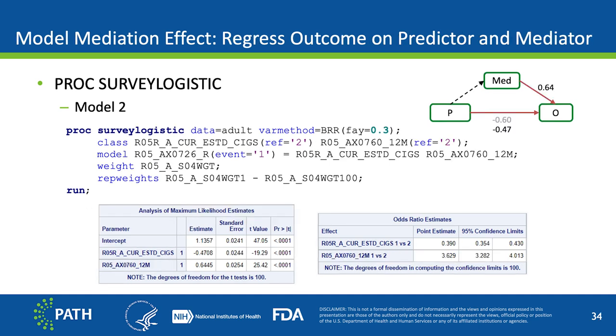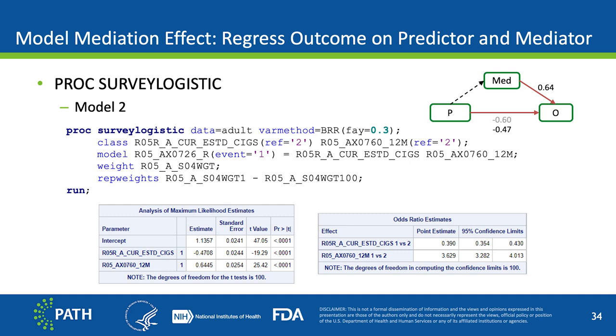In the second model, we would like to examine whether the mediator also has an effect on the outcome with the presence of the predictor through regression. Again, with the survey logistic procedure, you can see from the output table that both the predictor and the mediator are significantly associated with our outcome. But interestingly, this time the direct effect coming from the predictor changed after we added the mediator to the model. This shows that the mediator modifies the predictor's effect on the outcome.